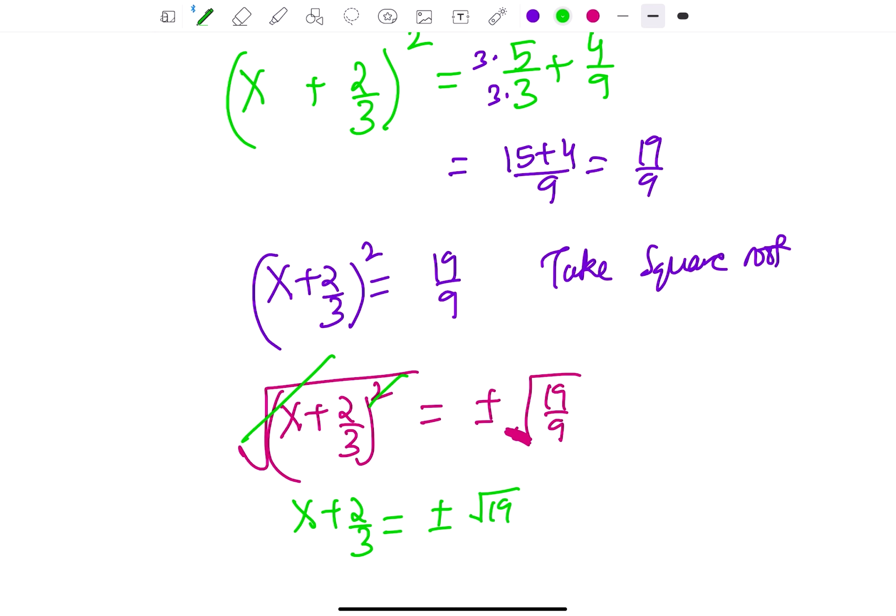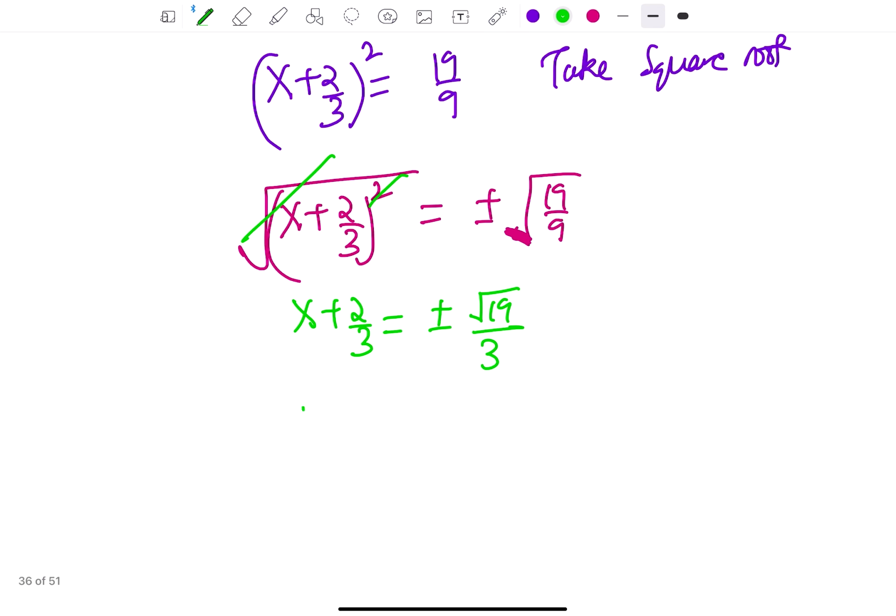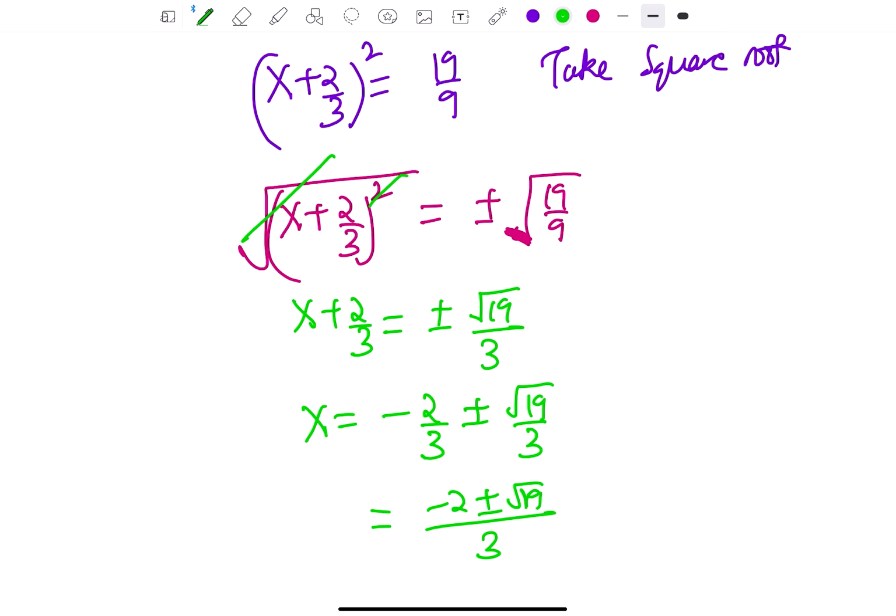On the right-hand side, square root of 19 cannot be simplified anymore, but we can pull out the square root of 9 as 3. Last step, to isolate the x, we would be subtracting 2/3 from both sides, and we do have our single fraction, and our solutions are x equals negative 2 plus or minus square root of 19, divided by 3.